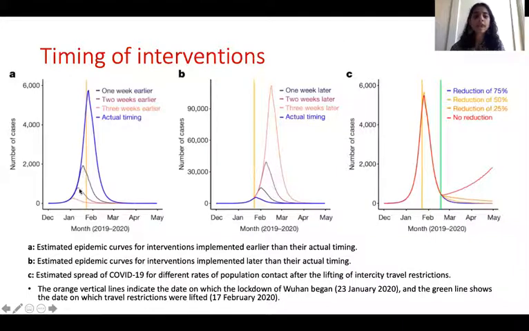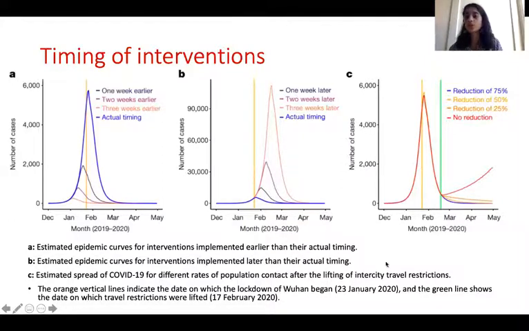So it seems that timing is pretty important, which we can also see in B, which looks at the inverse effect. So looking at implementing these same NPIs 1, 2, or 3 weeks later, and we can see that cases would then exponentially rise. So both A and B show that the timing of interventions is really critical to the spread of COVID.